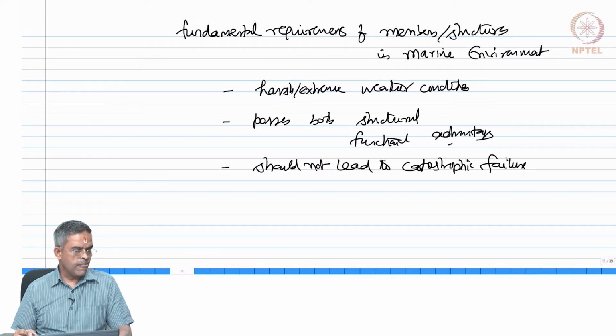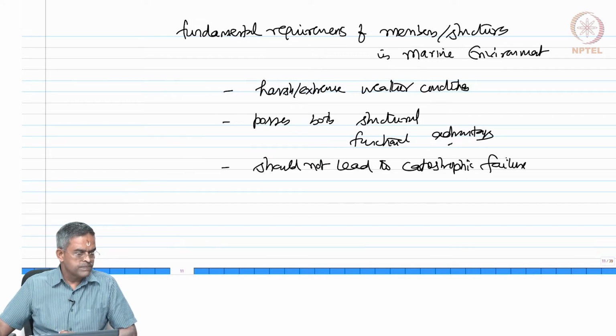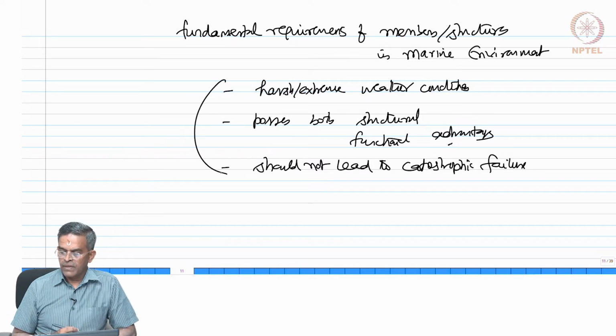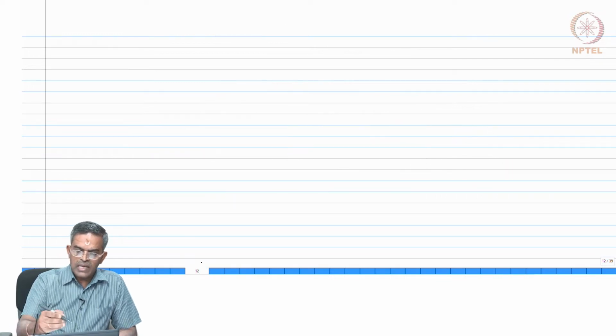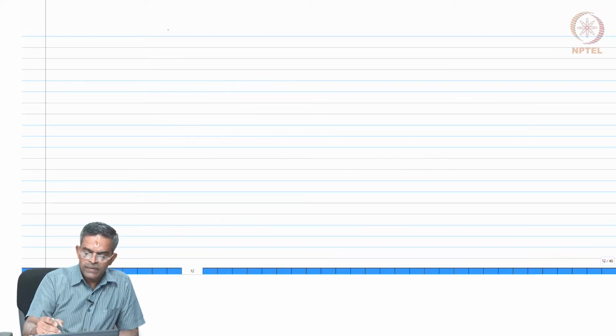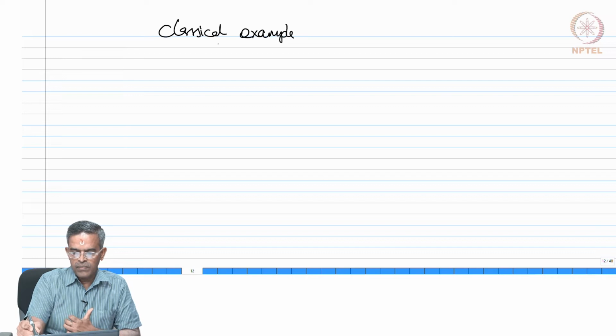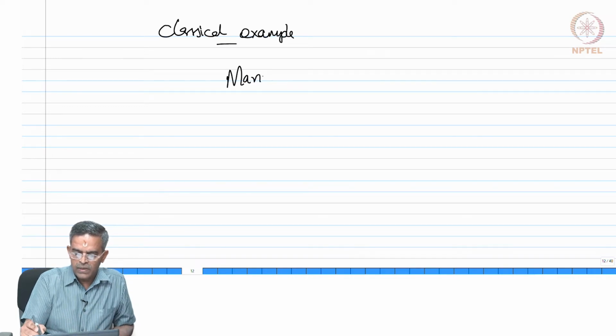So, therefore, friends, importantly, when we talk about application of such conditions in marine environment, one classical example could be marine risers.